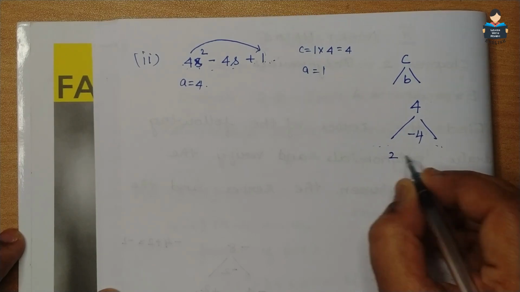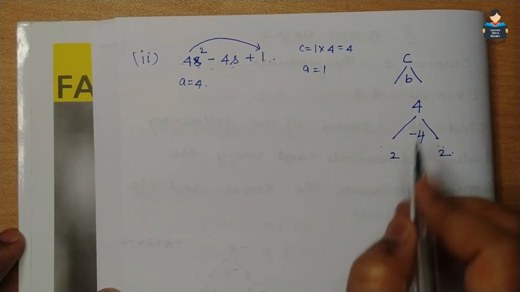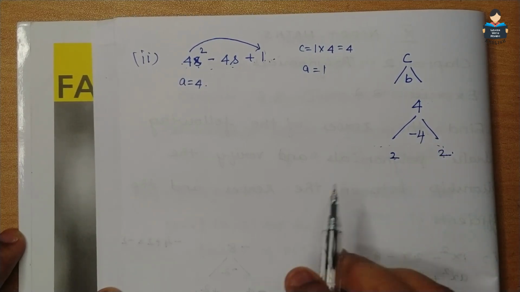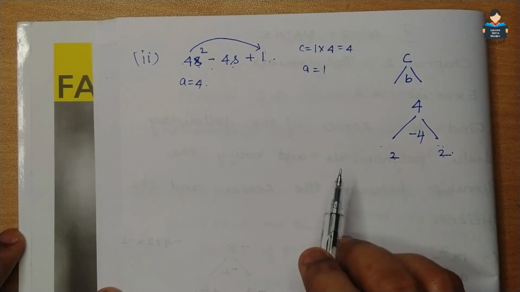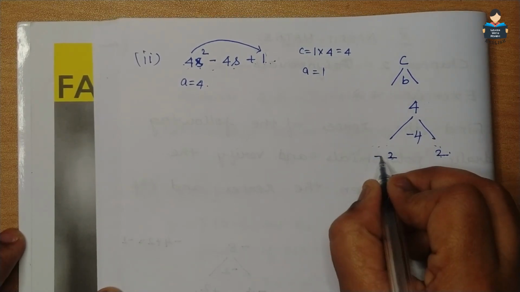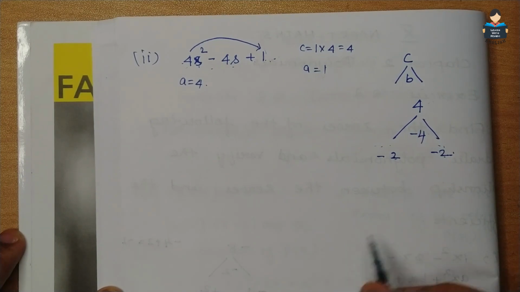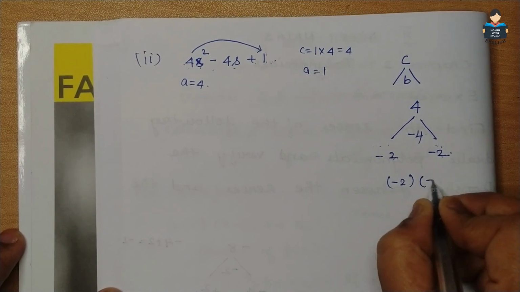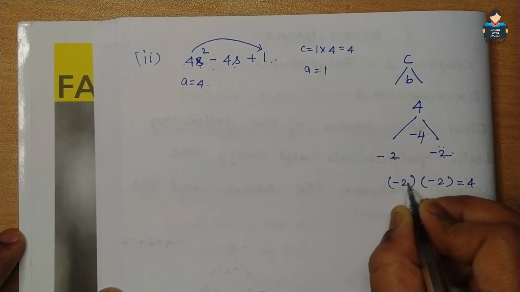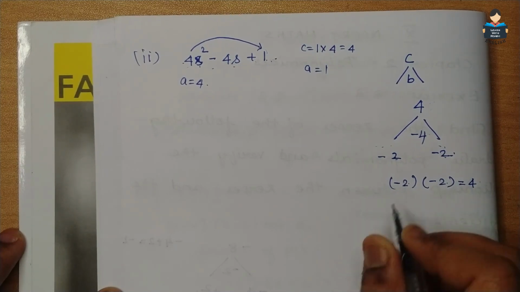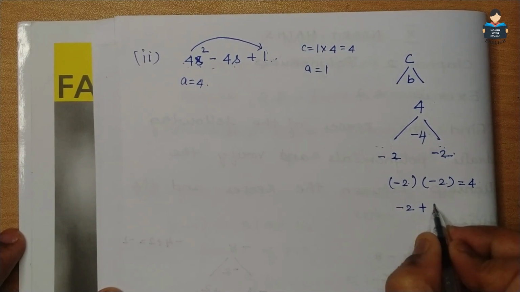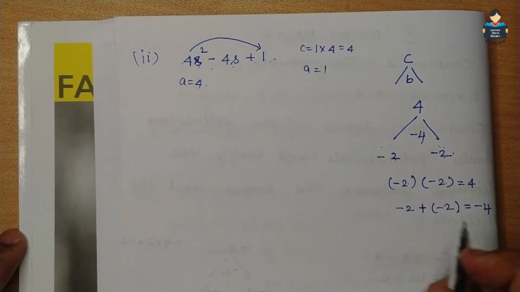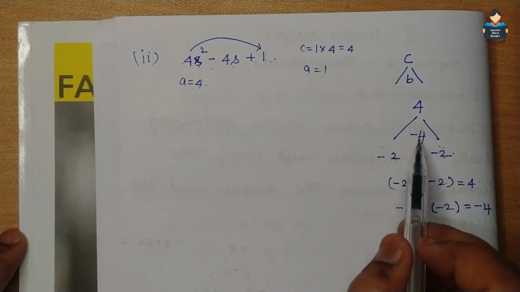So when I take 2 and 2, 2 into 2 is 4, but when I add 2 plus 2 I will get only 4, not minus 4. So my sign is differing. So what I have to do is put a minus sign in front of 2. So I will have minus 2 and minus 2. Minus 2 into minus 2 will be 4, 2 into 2 is 4, minus into minus is plus. Now minus 2 plus minus 2 will be minus 4. So these numbers are satisfying both the conditions.